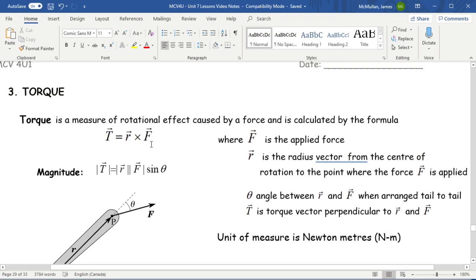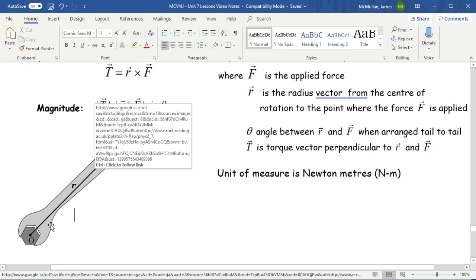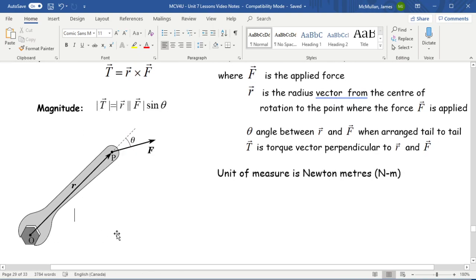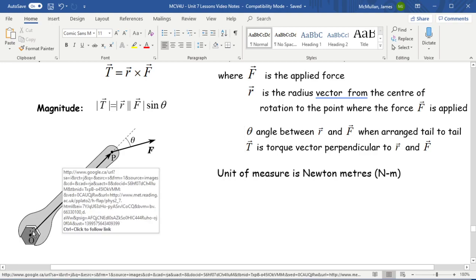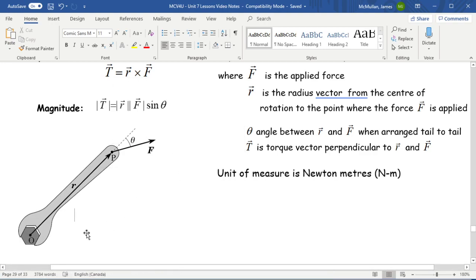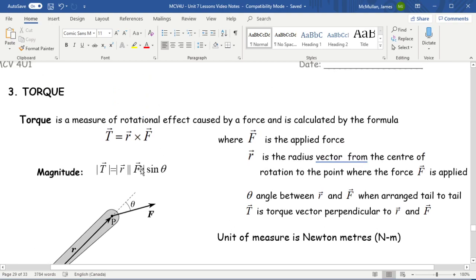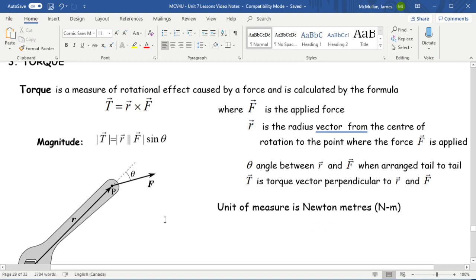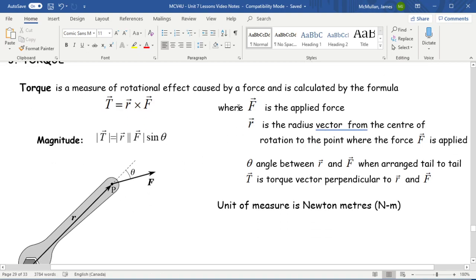So the idea with torque, and we have all kinds of tools that take advantage of this, is that the torque, which in this event is the force driving the screw into the page, will be given by the length of the radius of whatever's turning times the magnitude of the force that you're using times the sine of the angle between those two things.